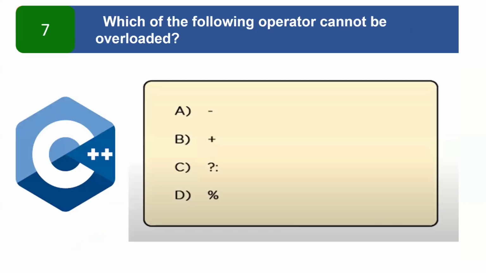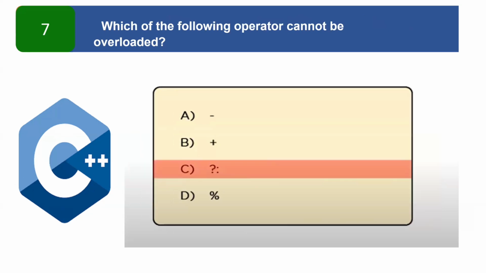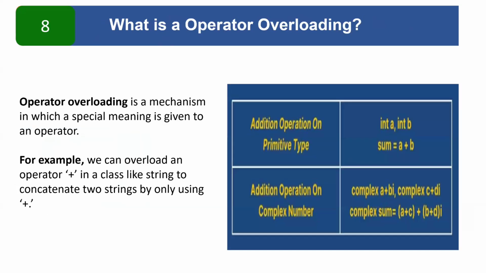Question number 7. Which of the following operators can be overloaded? Answer is C. What is operator overloading? Operator overloading is a mechanism in which a special meaning is given to an operator. For example, we can overload the plus operator in a class like string to concatenate two strings by only using addition.